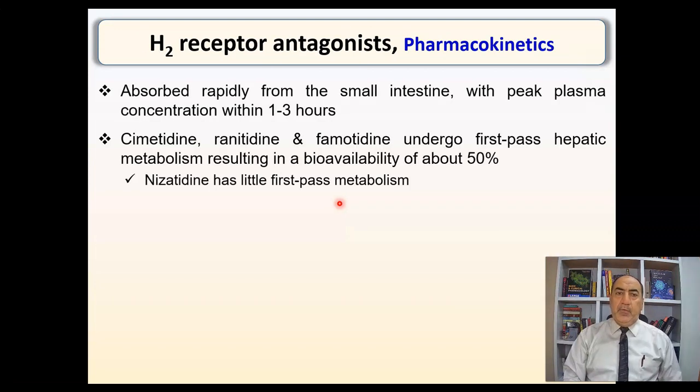Okay, when it comes to the kinetics, they are absorbed rapidly from the small intestine with a peak plasma concentration within 1 to 3 hours, which is very good. Cimetidine, ranitidine, famotidine, all except nizatidine, have very significant, very fast hepatic metabolism. So their bioavailability is decreased by about 50%.